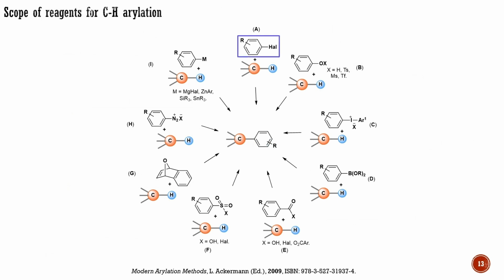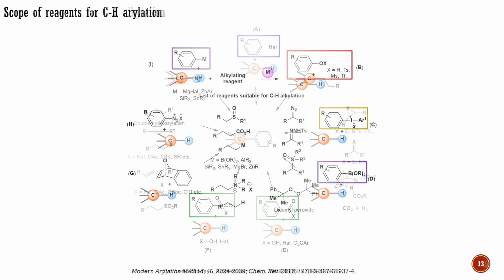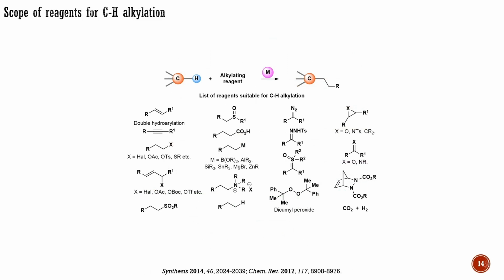The most popular reagents are aryl halides. Additionally, CH arylation can be accomplished by using derivatives of phenol, iodonium salts, aryl organometallics such as boronic acids and organosilicon reagents, as well as derivatives of carboxylic acid and sulfonic acid, among others. Now, let's consider the range of coupling partners suitable for CH alkylation. In this case, the most frequently used reagents are olefins and alkyl halides.